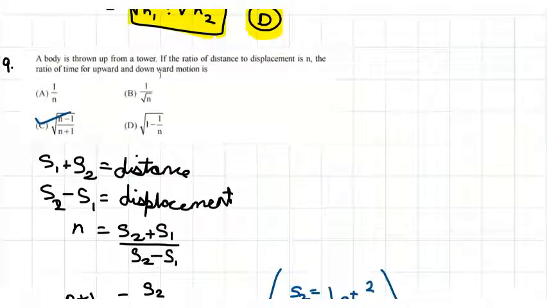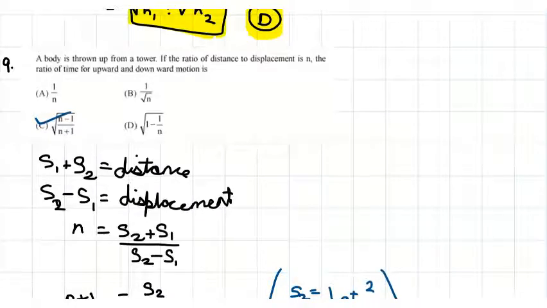In the ninth question, a body is thrown up from a tower. We have to find the ratio of upward time and downward time when the distance to displacement ratio equals n. Now the distance traveled up as well as down is taken as s1 and s2. So we have s1 plus s2 equal to distance and s2 minus s1 equal to displacement.